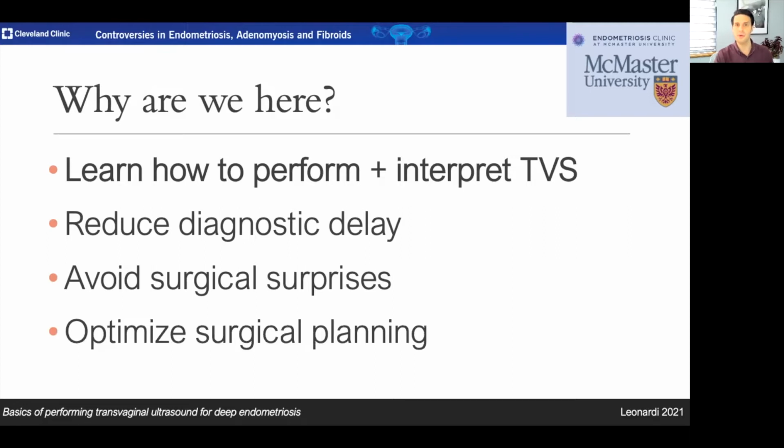Secondarily, by avoiding surprises, by planning surgery according to imaging, we can optimize our surgical planning, which can involve planning our operative time, inviting the correct consultants to the operating list, which may include colorectal surgery or urologic surgery. Or if you are a generalist gynecologist, you may want to bring along with you one who has advanced laparoscopic training.